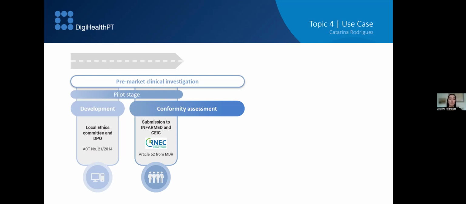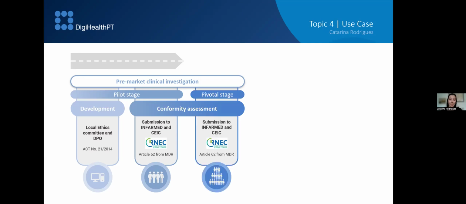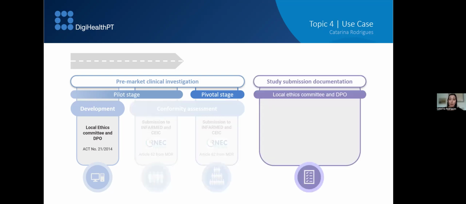So now that you are confident about your product, you may be wanting to perform the same study or a similar study in a larger sample size. And in this case, you will also have to submit the study to the national authorities, this being a pivotal study. And right now, you may be wondering, how can we submit these studies?